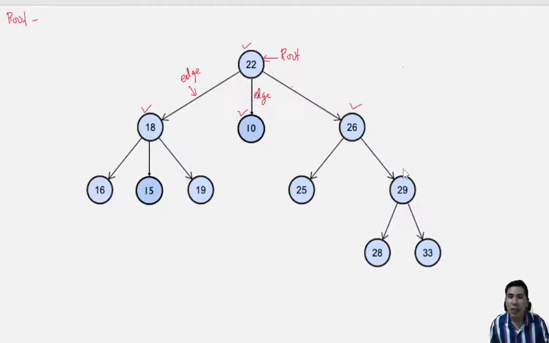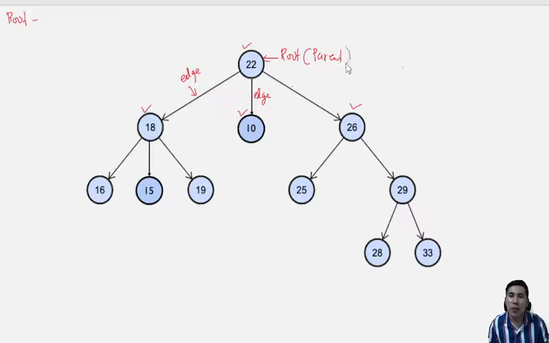This one is an edge going to its child, an edge going to its child, another edge going to its child, and also edges going to its children. Okay, so now let's talk about parent. We already determined that 22 is a root and it's considered a parent.